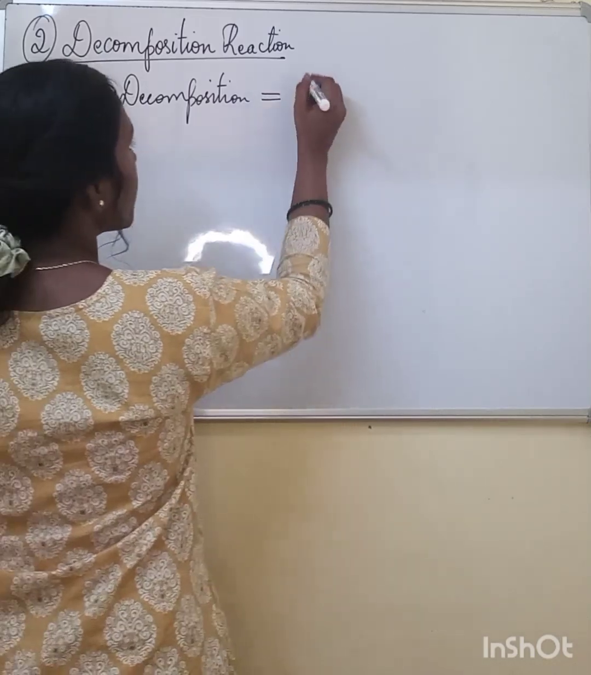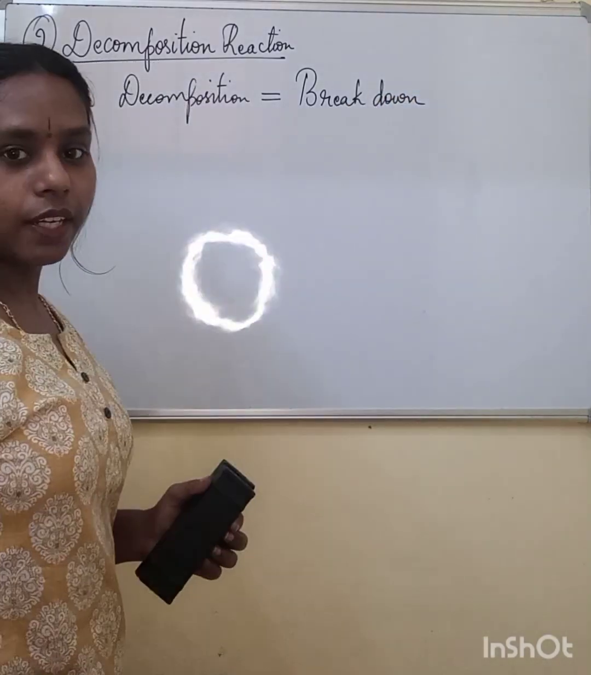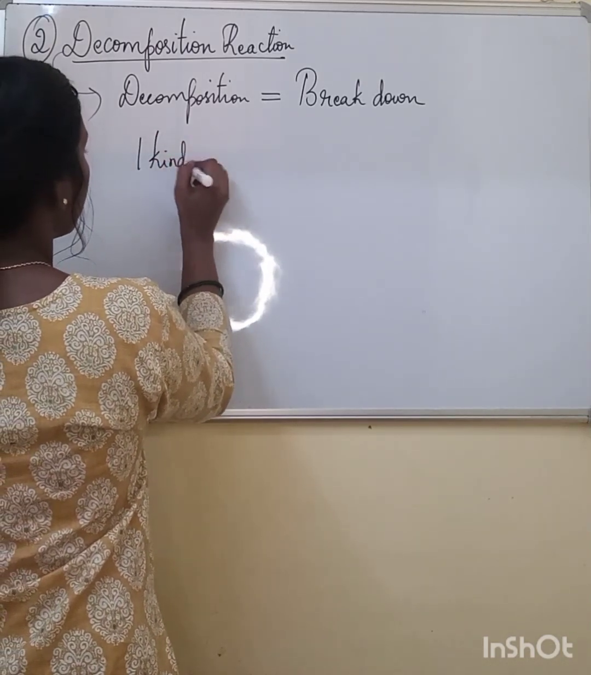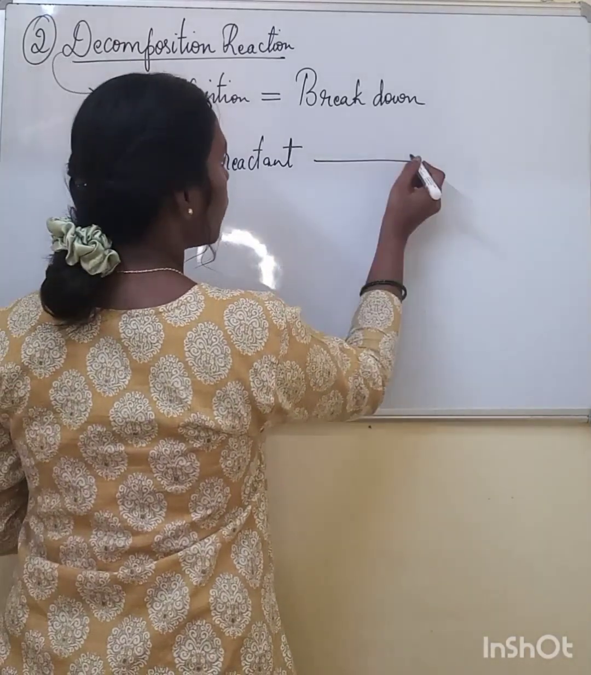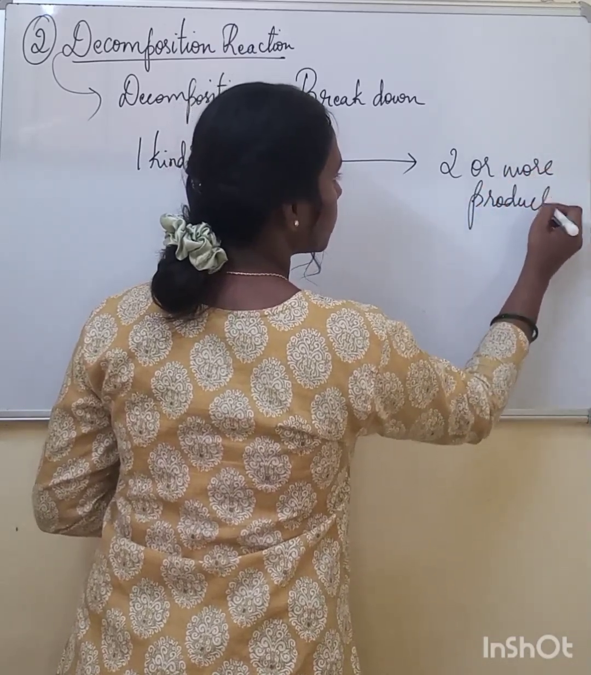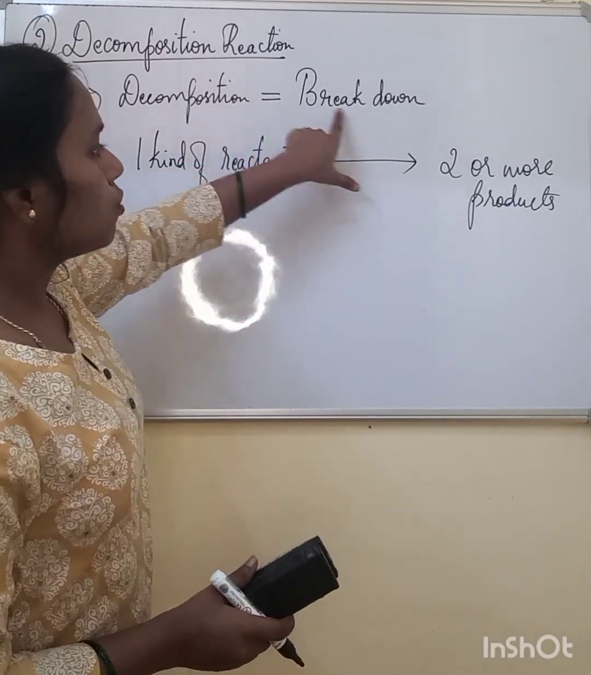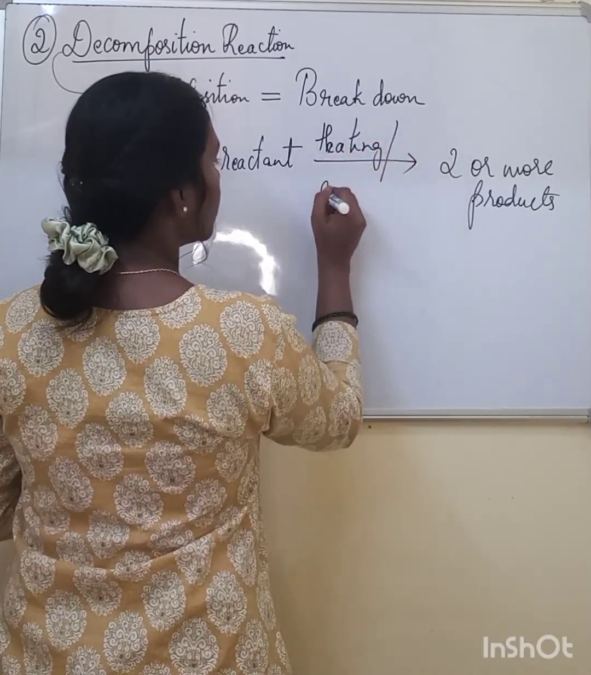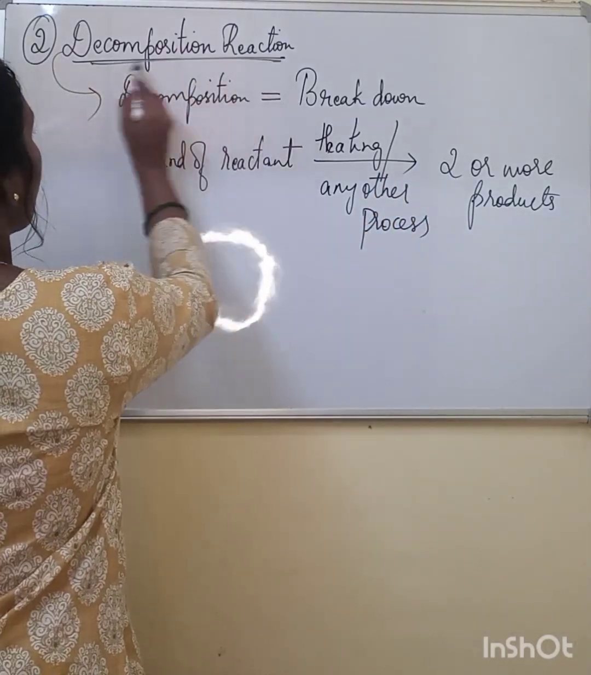Decomposition meaning is breakdown. So in a reaction where only one reactant is broken down to give two or more products, a type of reaction in which one reactant is breaking down to give two or more products on heating or any other process is called as decomposition reaction.